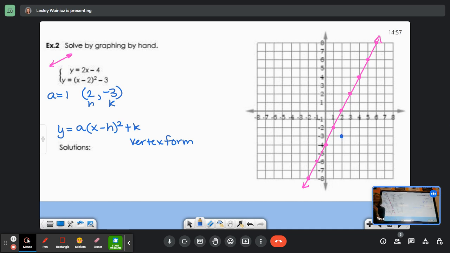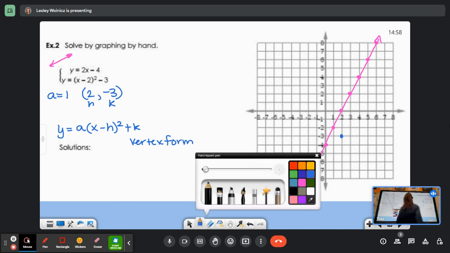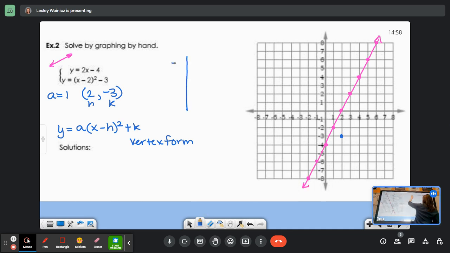Now, instead of using rise over run to graph more points, remember that we had a graphing pattern for parabolas based on the parent function. If I square 1, I get 1. If I square 2, I get 4. If I square 3, I get 9. So if we went from our vertex left or right 1 unit, we would go up 1 because 1 squared is 1. What about 2? 4. 3? 9. And our a is 1, so when we multiply all of these by our a value, they don't change, right? So we don't have to stretch it.